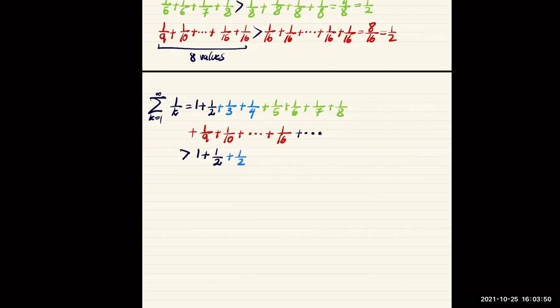The green group is more than 1/2. The red group is more than 1/2. And how many times am I adding 1/2 to itself, guys? This thing goes forever. I'm not done with the groups. This is dot, dot, dot. Again, next group goes from 1/17 to 1/32. So it'll be 1/2 plus, I can just group the numbers forever to be more than 1/2.